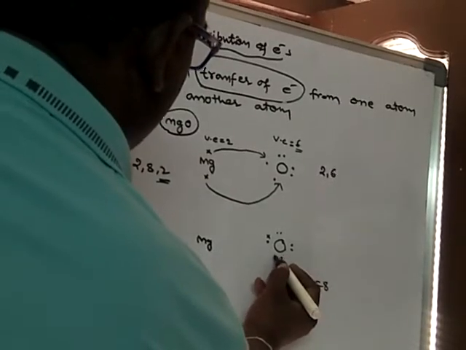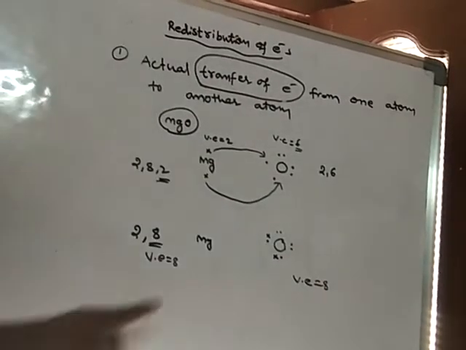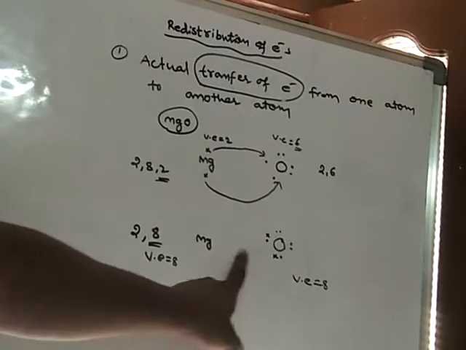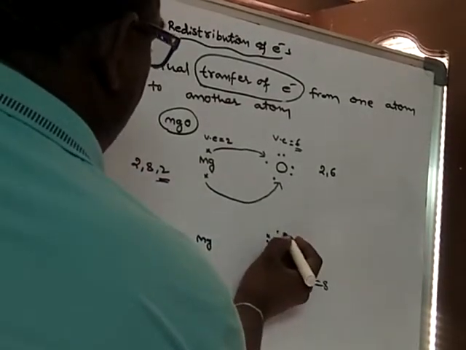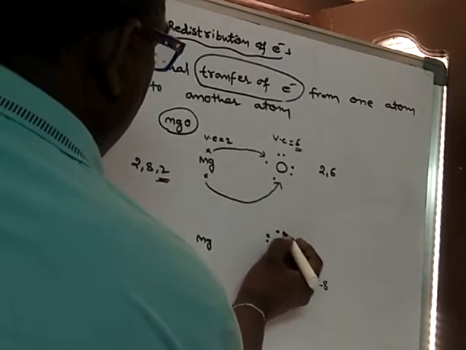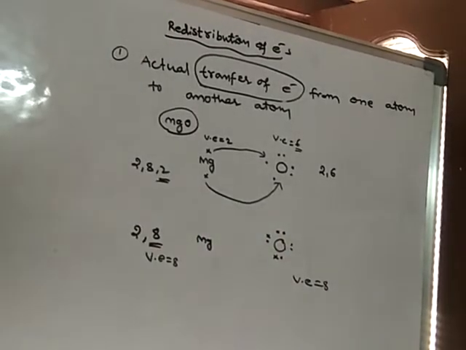Oxygen has got 2 electrons from magnesium. Hence, this oxygen now has 8 electrons in its valence shell. Before that it had only 6 electrons. Now it has got 8 electrons in its valence shell. Hence oxygen has become stable now.